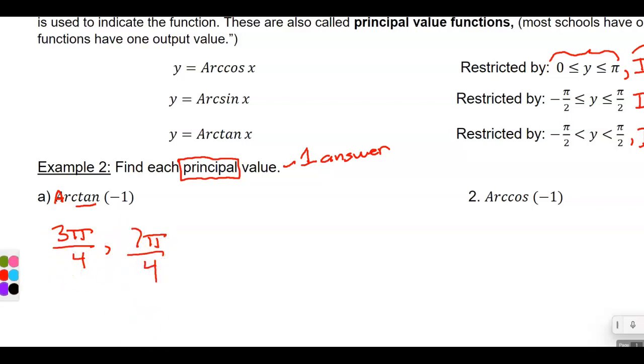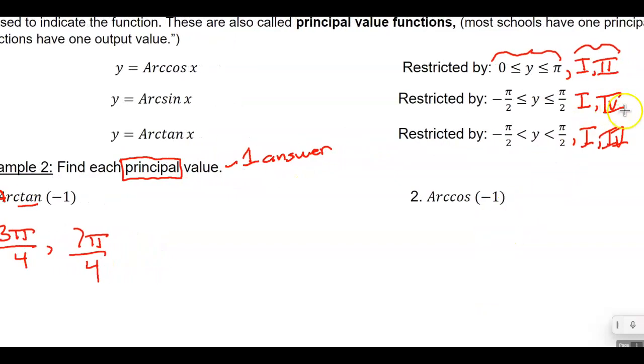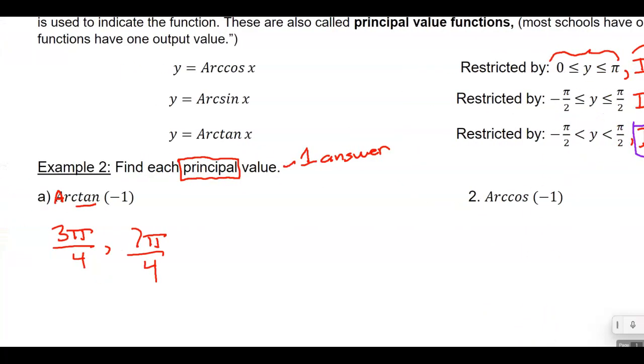Right? But when you see this capital A, say principal, you have to remember, for tangent, it's only the answers in the first and fourth quadrant. So we throw out that one, because that's in the second quadrant. So we don't want that. So we have one single answer. Remember, we want one answer. So you'll have both of those, and you need to know which one it is that you keep and which one you toss. Okay?